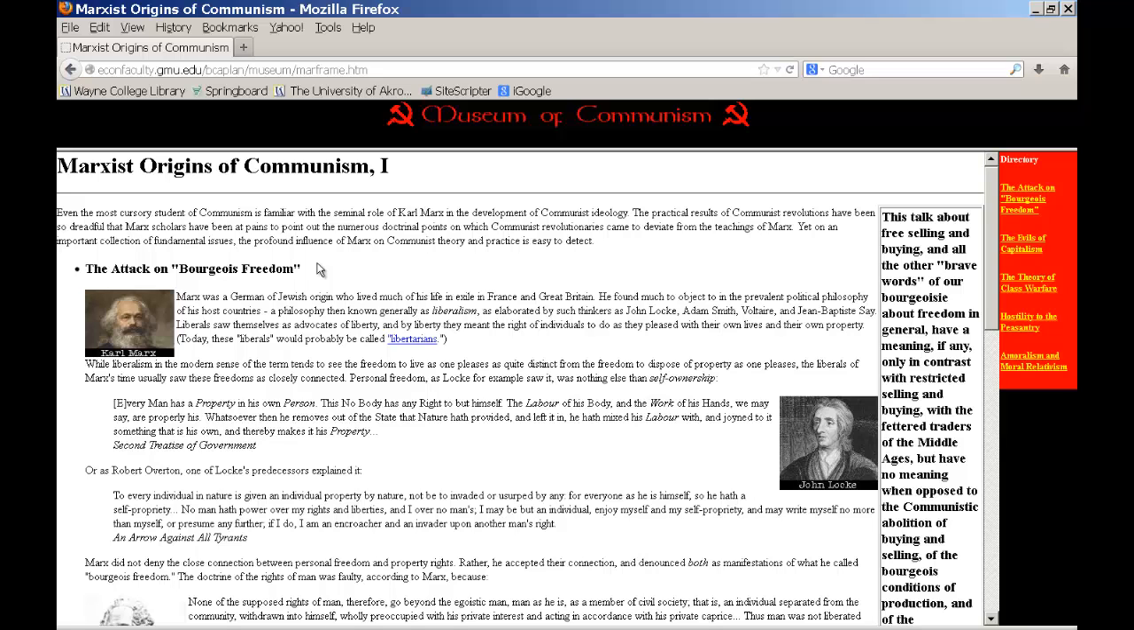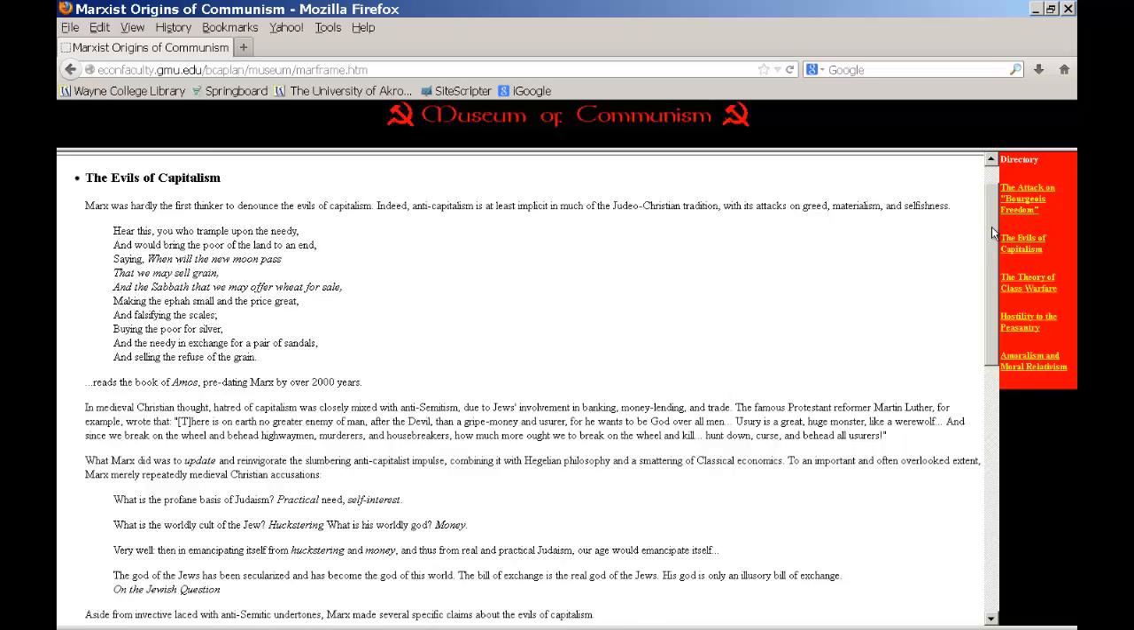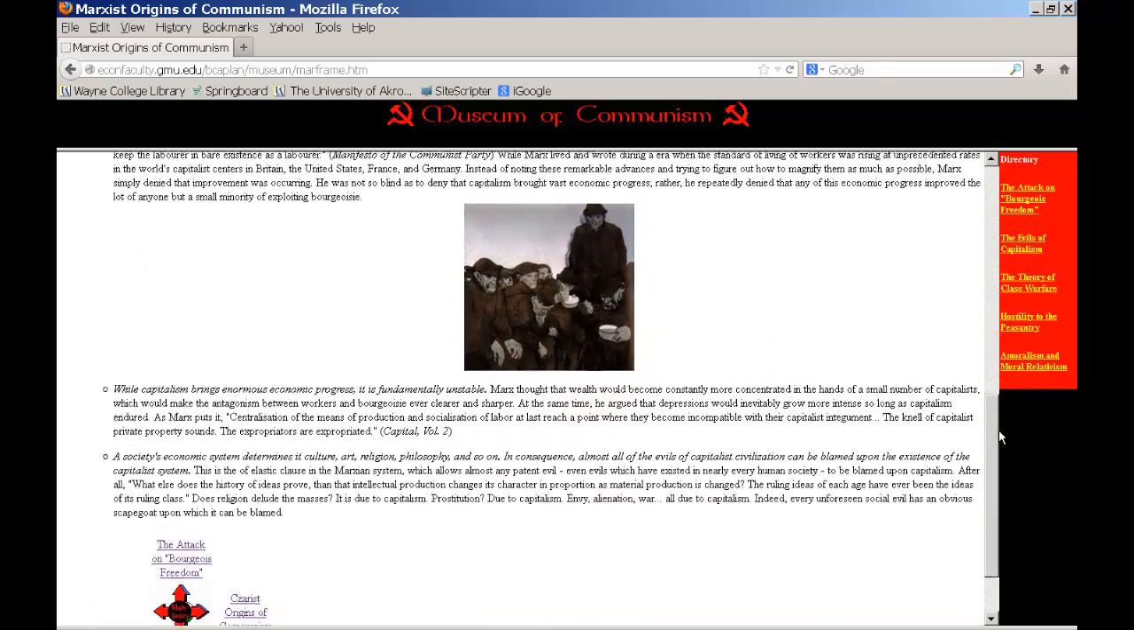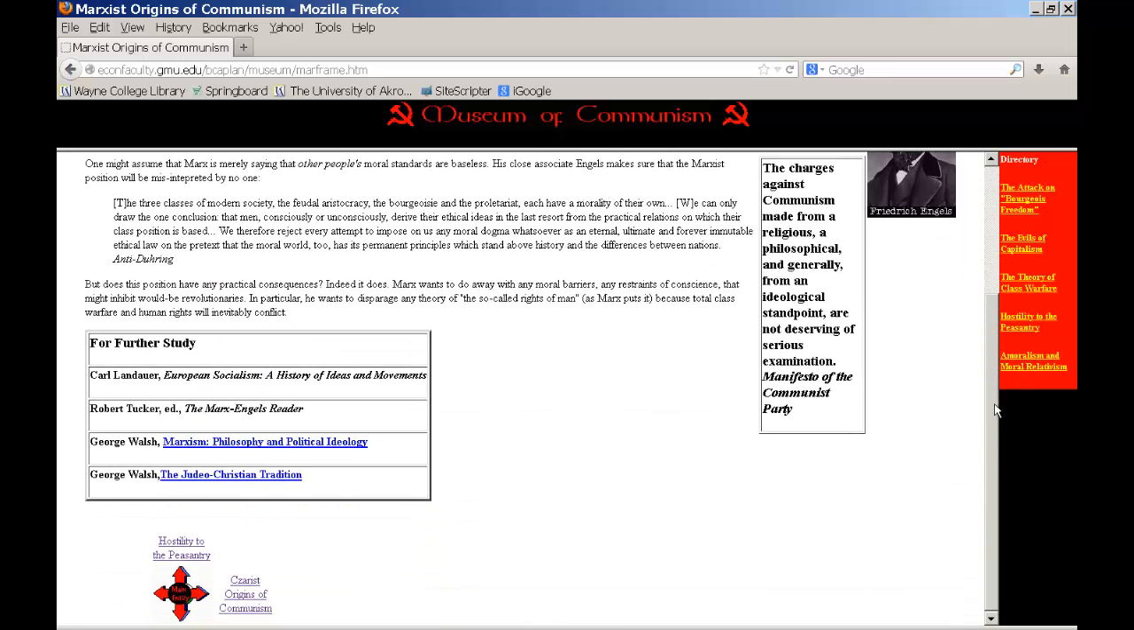Now for this article, let's see if we can find a publication date. I don't see one up here, nor down here. The second page doesn't provide us any information either on when it was published, nor does the last page.